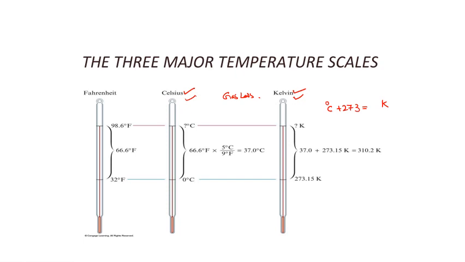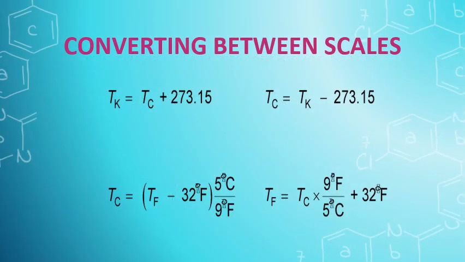This is the comparison between the scales: how much is 98.6 degrees Fahrenheit in terms of degrees Celsius and in terms of Kelvin. We are just adding 273.15 to be accurate, but normally we just take 273 for the conversion. So the Kelvin scale equals degree Celsius plus 273. As I said, we may not be using the exact value in the gas law problems. Normally we just round it to 273.